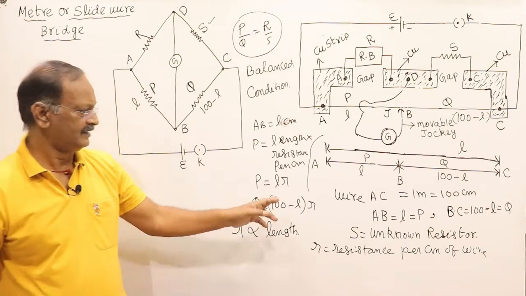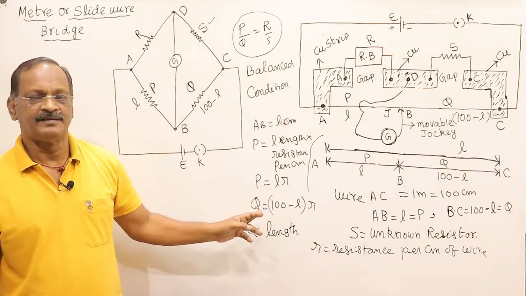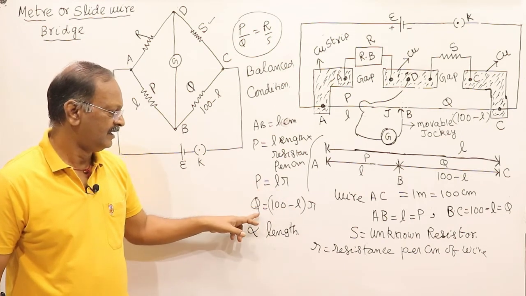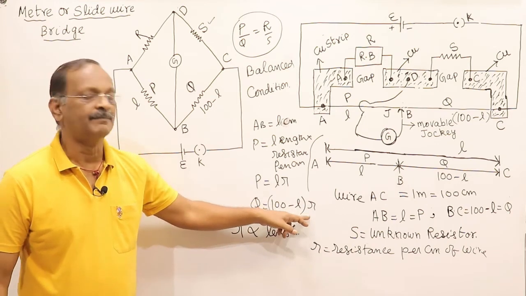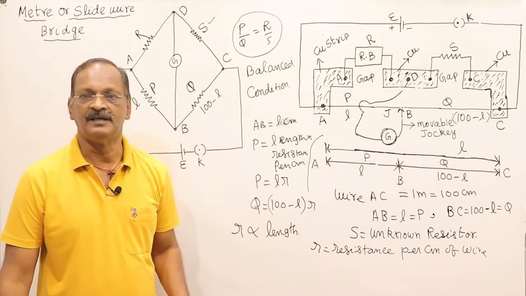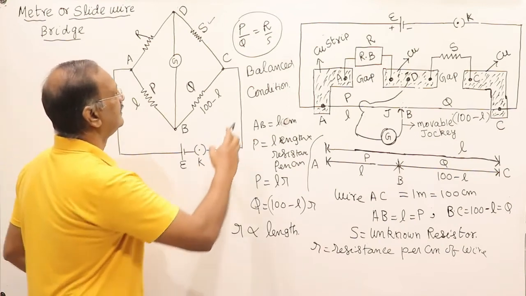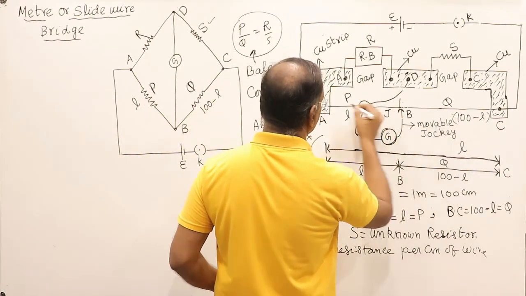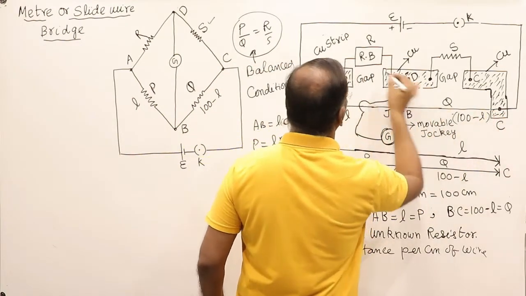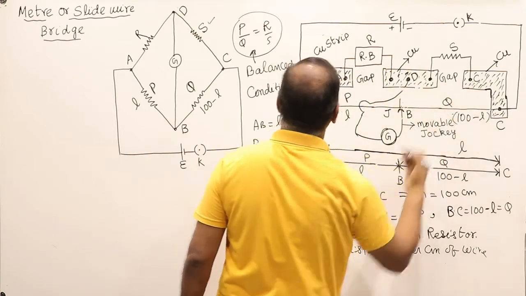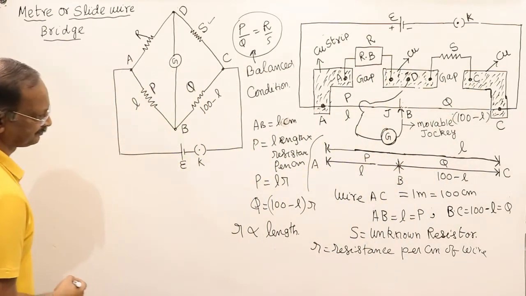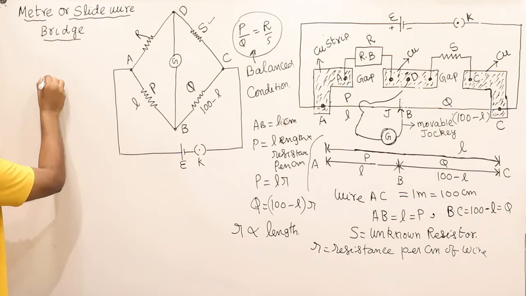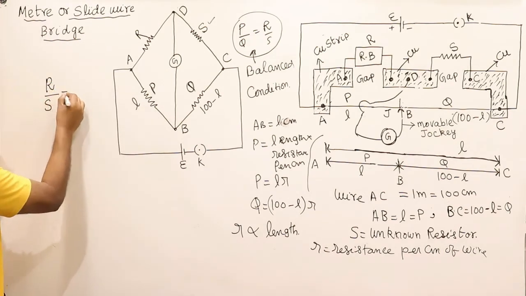So what is P? P is equal to L into R, and Q, the resistance, is 100 minus L multiplied by R. Therefore, under balance condition, P by Q. See, this length is P, this length is Q, this is R, this is S. So P by Q is equal to R by S. That is under balance condition.